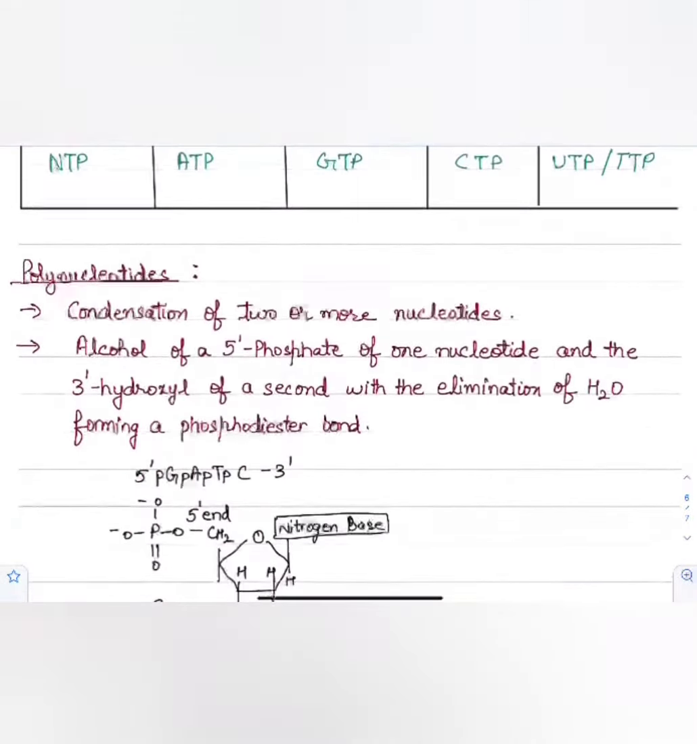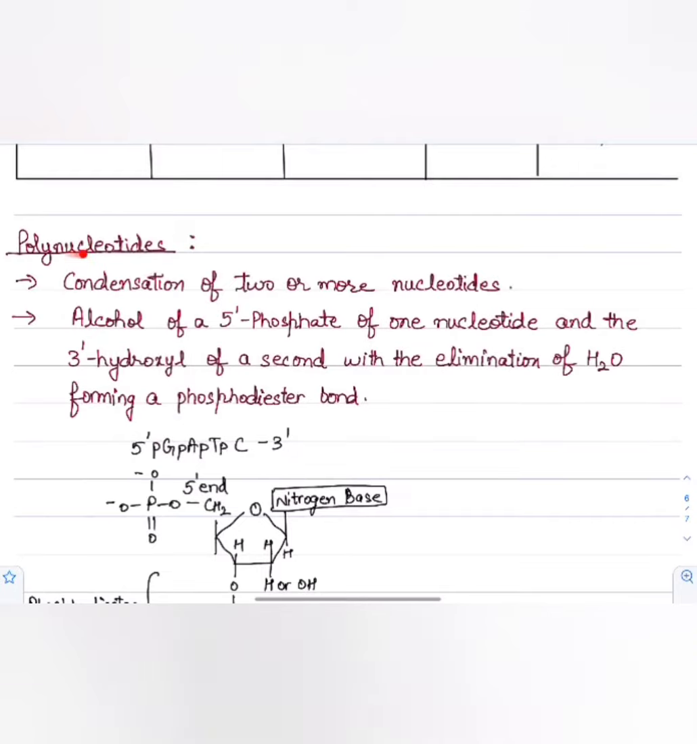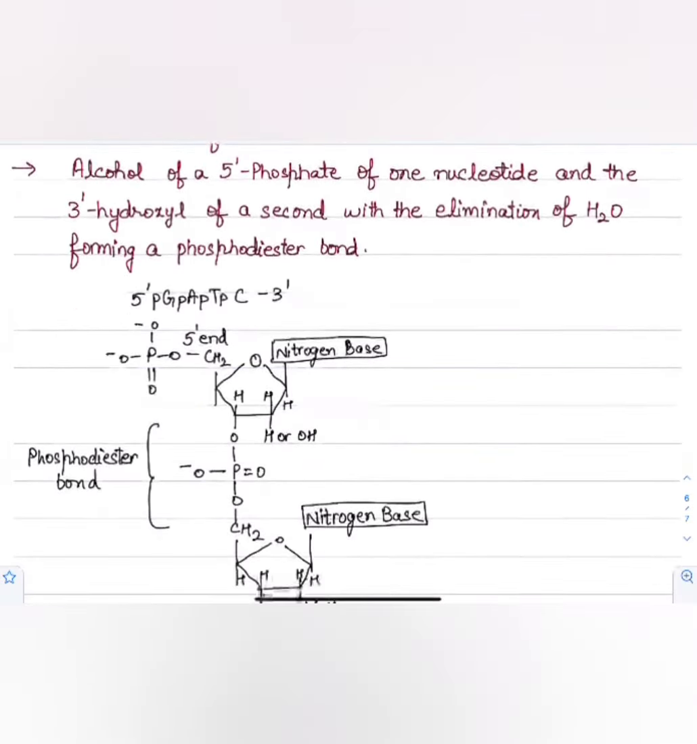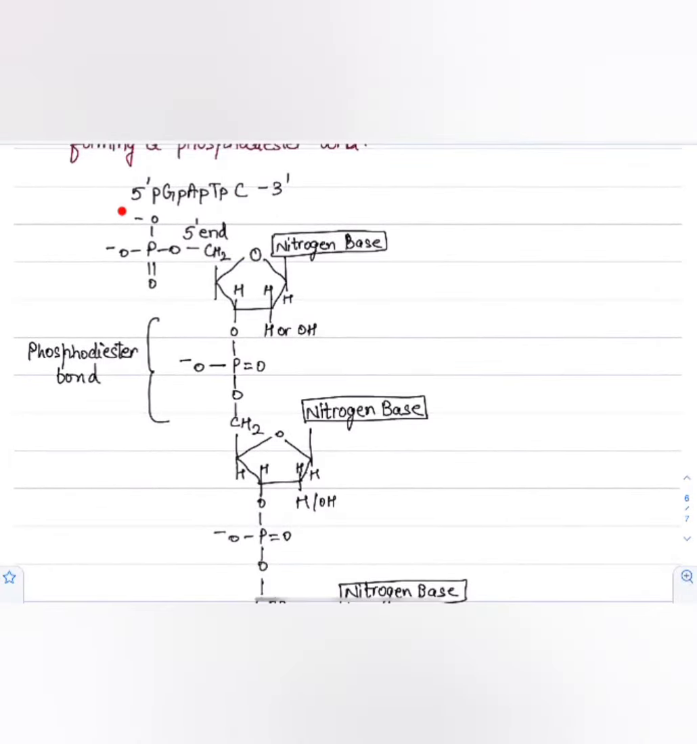Next, how do these nucleotides combine to form a nucleic acid? We call them polynucleotides. They are formed by condensation of 2 or more nucleotides, and the condensation mostly occurs between the 5' phosphate of one nucleotide and the 3' hydroxyl of the second, with the elimination of H2O forming a phosphodiester bond, and all nucleotides in a polynucleotide chain have the same relative orientation. This is an example of a polynucleotide.